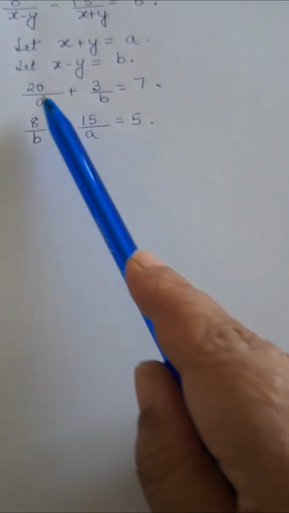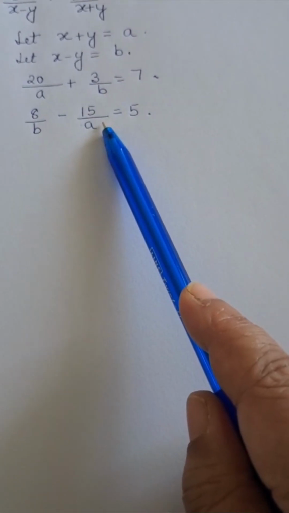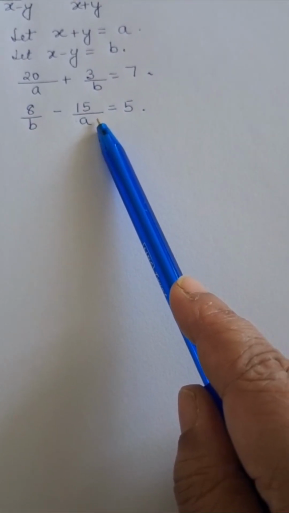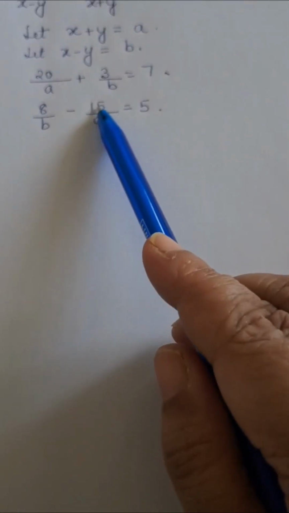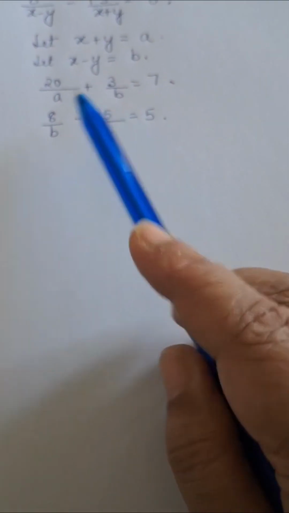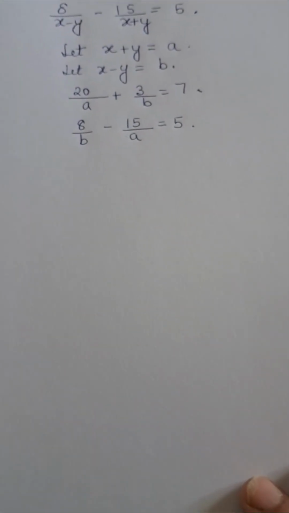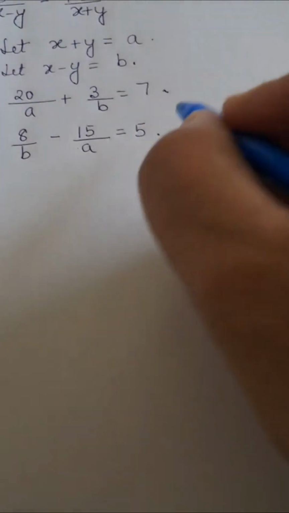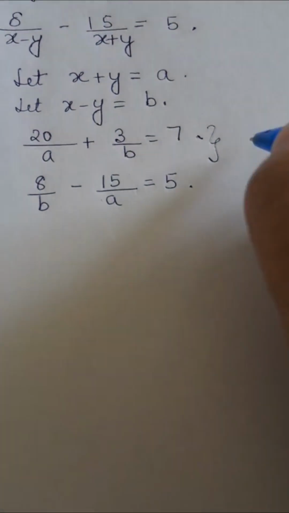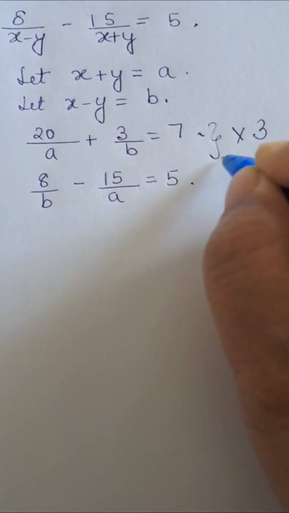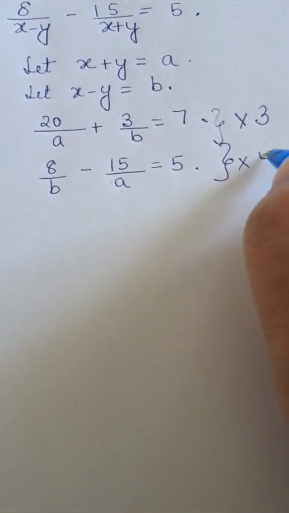What is the numerator of a? 20 and 15. What is the LCM of 20 and 15? It is 60. So I will try to make this 15 as 60 and this 20 as 60. To do that, what do I need to do? I need to multiply this whole equation by 3 and this whole equation by 4.